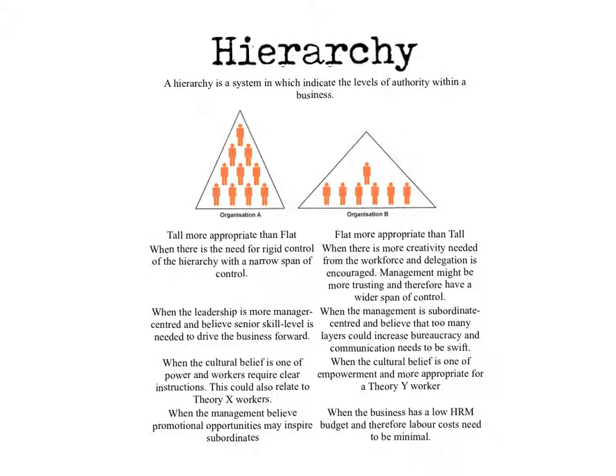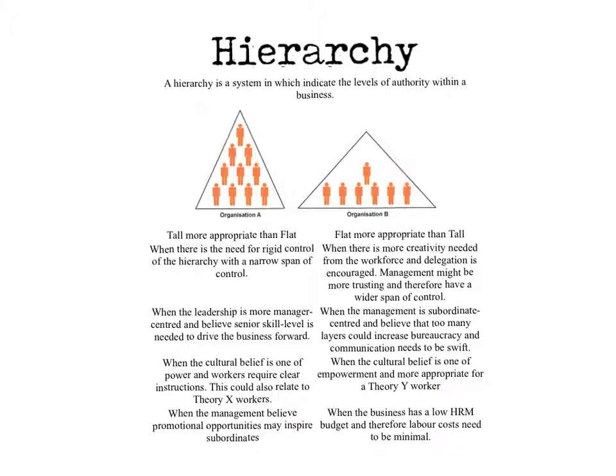And the characteristics of a tall hierarchy is that they've got a narrow span of control. So the managers directly oversee fewer workers, so there's tighter control. And there's quite a long chain of command, so because of the amount of layers, there's lots of levels that the communication has to get through.